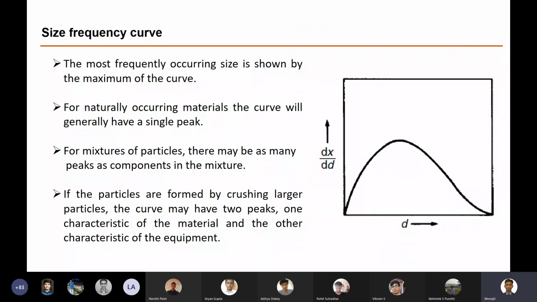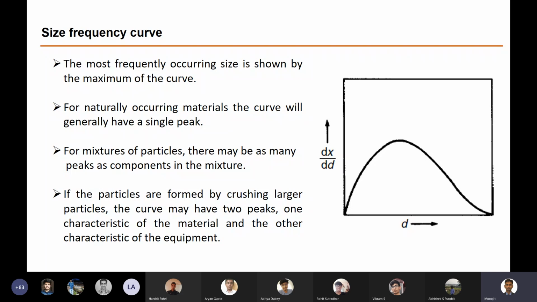Okay, so there is another plot which is generally used, by plotting the frequency. It's dx/dd versus d. Looking at this graph, you can comment on the nature of the mixture. It's not a quantification, it's qualitative, to get a qualitative idea of the mixture. The most frequently occurring size is shown by the maxima of this graph. Obviously, we are plotting against the frequency, so the maxima would be the most frequently occurring size.